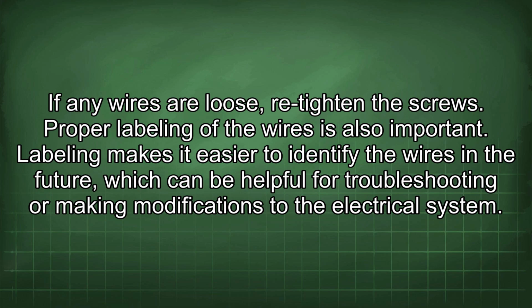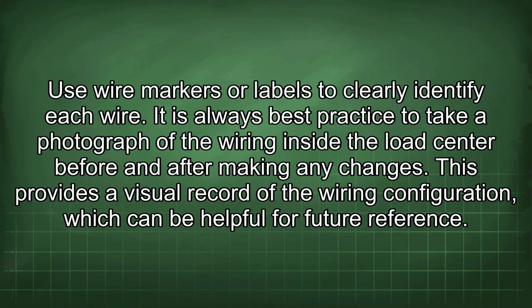Proper labeling of the wires is also important. Labeling makes it easier to identify the wires in the future, which can be helpful for troubleshooting or making modifications to the electrical system. Use wire markers or labels to clearly identify each wire. It is always best practice to take a photograph of the wiring inside the load center before and after making any changes. This provides a visual record of the wiring configuration, which can be helpful for future reference.